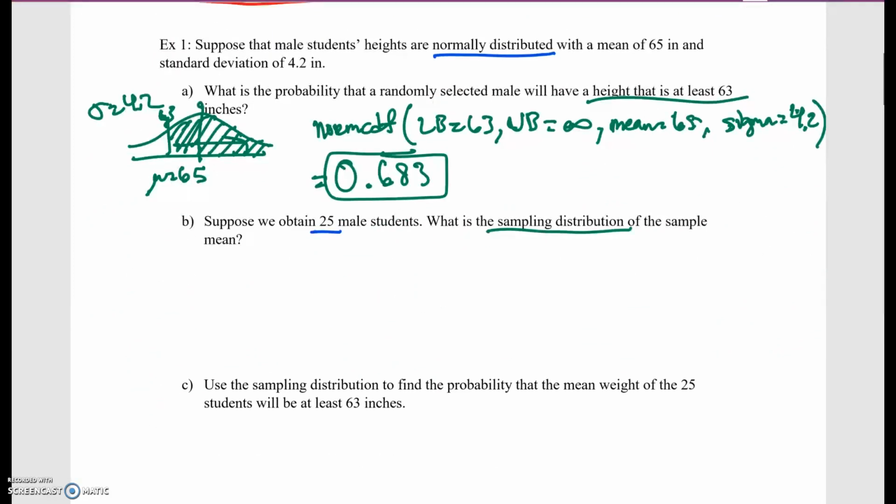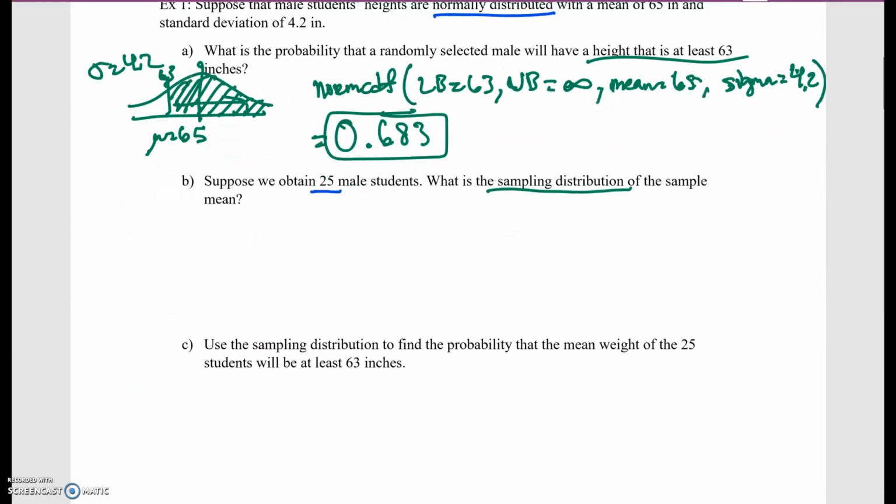So suppose we obtain 25 male students. What is the sampling distribution of the sample mean? So we are looking for what x bar is normally distributed to. Because the population is normally distributed, n doesn't matter, so we can use the central limit theorem. By the central limit theorem, the distribution has mean mu and the standard error is sigma over square root of n.